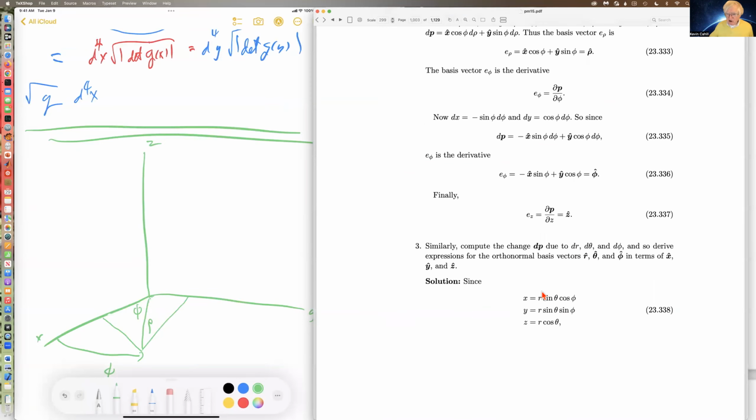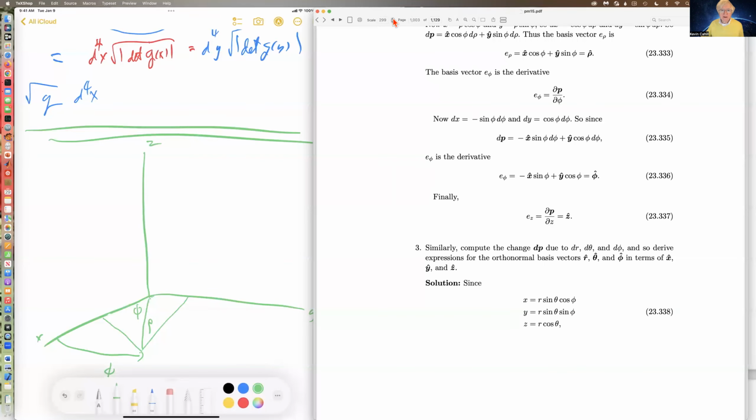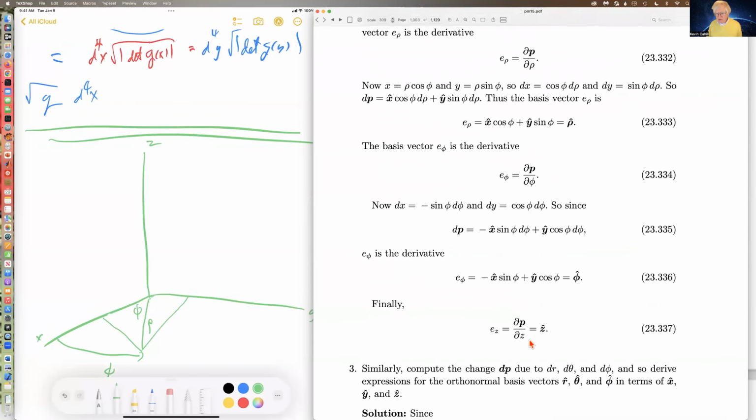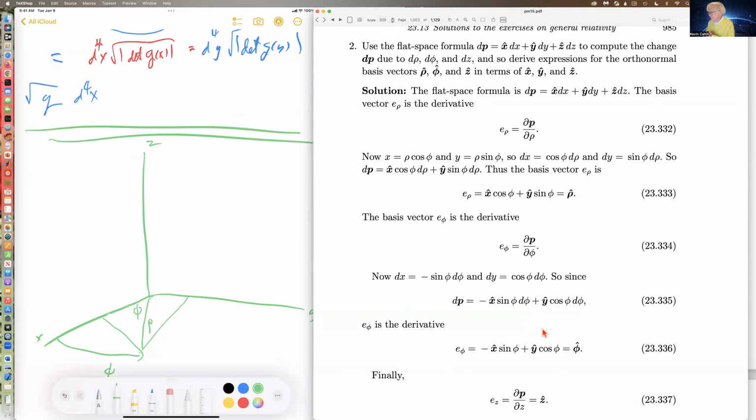And Ez is the partial of P with respect to Z, and that's just Z hat. Okay, so that's problem 13.2. You need these formulas to do the rest of the homework, although of course you can derive them or invent them yourselves. It's not really necessary for me to do that, but I did it anyway.